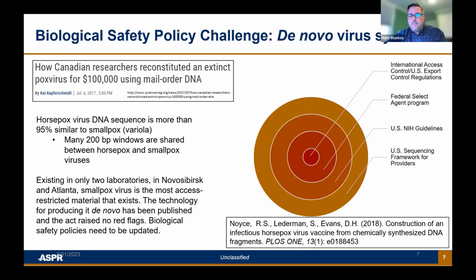We have regulations, which are the export controls in the federal solicitation program. We have the NIH guidelines, which are tied to a funding mechanism, and we have the sequence screening framework for providers. And we're thinking, what is the best way to address this?